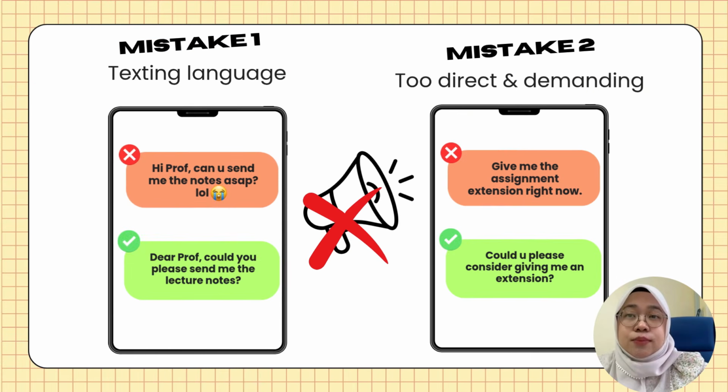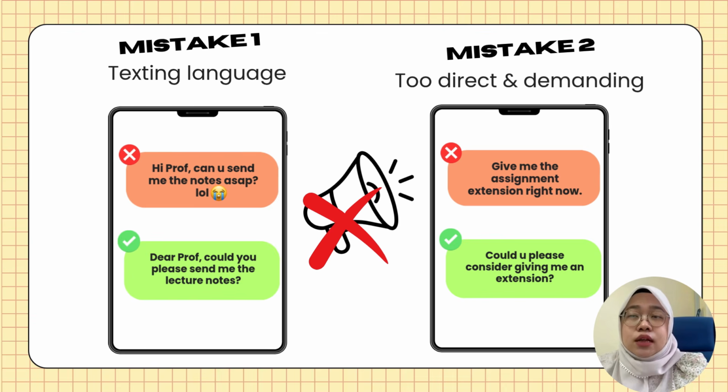Before we finish, let me warn you against 4 common email mistakes. The first one is never use texting language when you write your email. For example, the use of LOL, emojis, and short abbreviations. You are not allowed to do so.